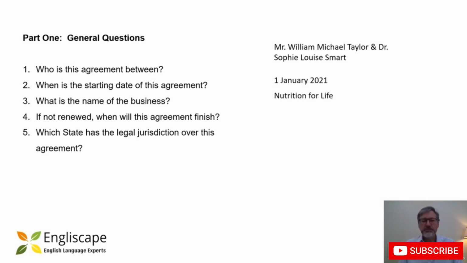If not renewed, when will this agreement finish? 31st of December 2028, and as you know, it's renewed automatically on a 7-year cycle unless one of the partners does not want to renew the business. Which state has the legal jurisdiction over this agreement? Well, Article 10 talked about jurisdiction of the state where this agreement was executed, and it is the courts of the state of Victoria in Australia.